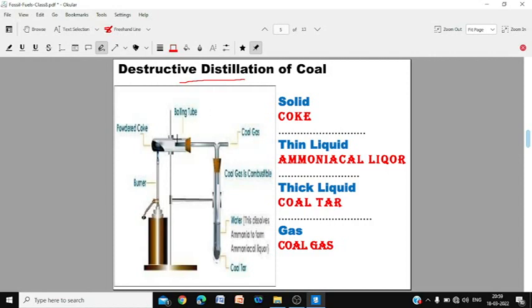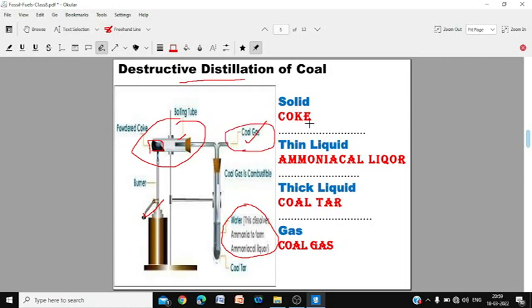Here we have taken a hot test tube and some powdered coal, and we are heating it. There is a burner. You have to heat it to a high temperature. The solid part remains here. The liquid part will come here. There are two kinds of liquid, which we will see later, and we will get the gas here. So one is the solid part, one is the liquid part, and one is the gaseous part.